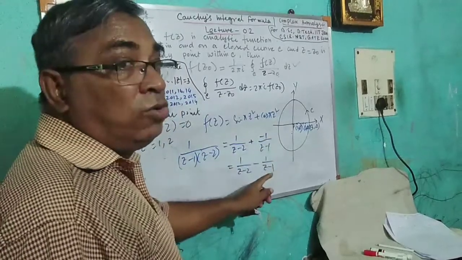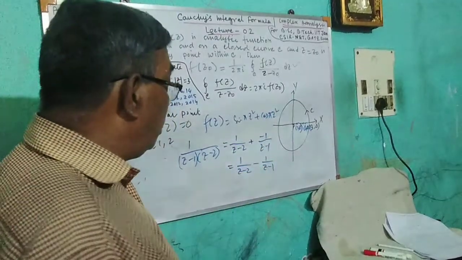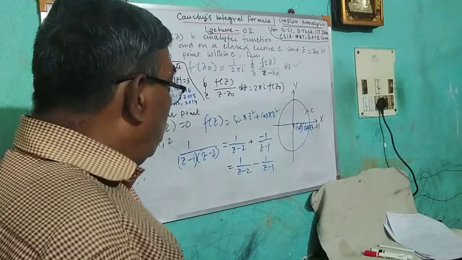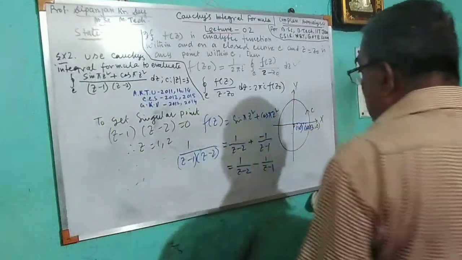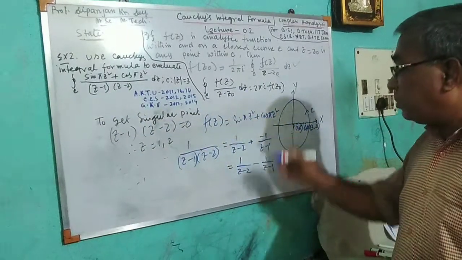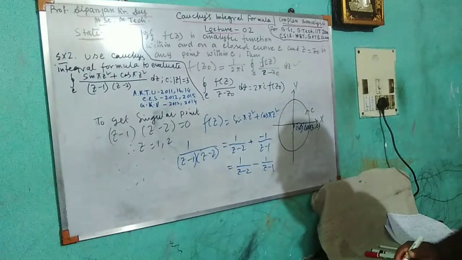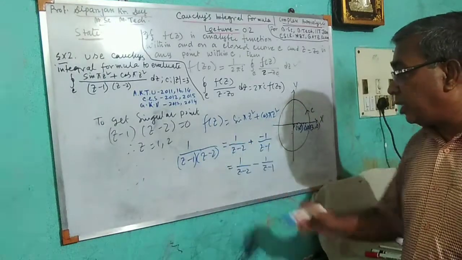Directly how to get it, I have explained here. Okay. So now, in the next sum, I will also explain this part again, because in that sum also there is a partial fraction.